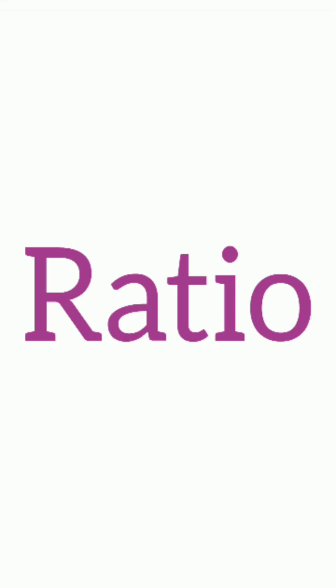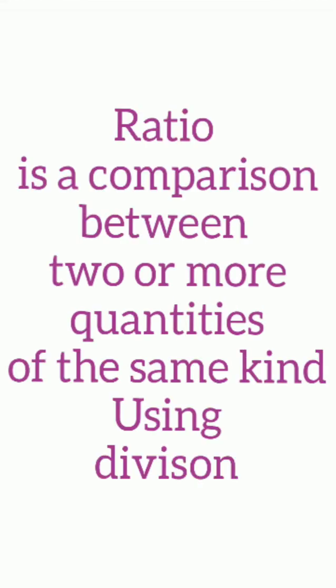In the last classes, we studied about ratio. What is meant by ratio? A ratio is a comparison between two or more quantities of the same kind using division. It tells how many times one quantity is than the other. Today we are going to learn about proportion.